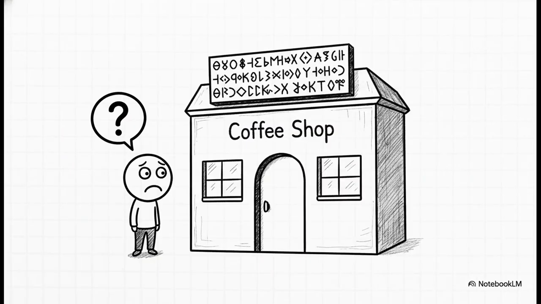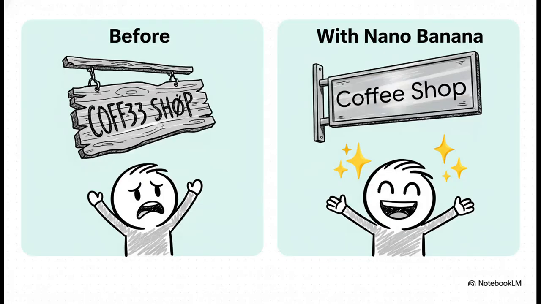All right, let's talk about the next huge headache: text. Oh man, if you've ever used older AI art generators, you know the pain. You ask for a simple sign that says, coffee shop, and what you get back looks like some kind of ancient, cursed hieroglyphics. I mean, just look at the difference here. On the left, you've got that classic AI word salad. And on the right, crisp, perfect, readable text. Nano Banana is one of the very first models that can actually spell properly, and it can do it in pretty much any style you can think of.